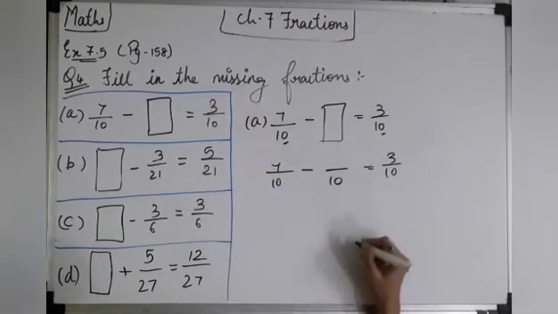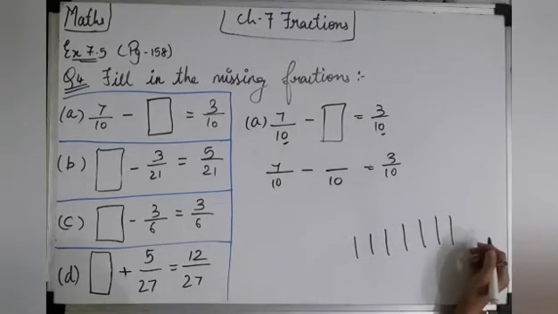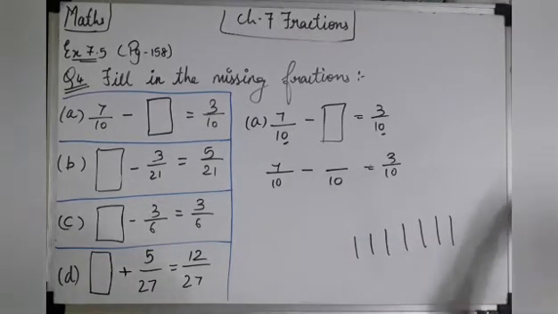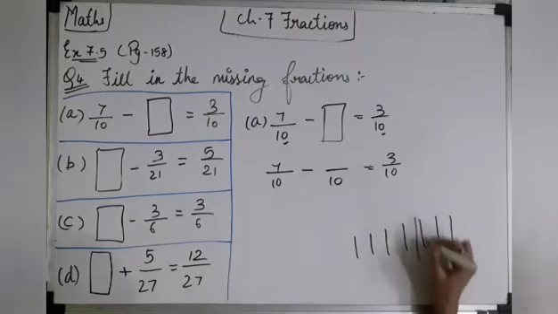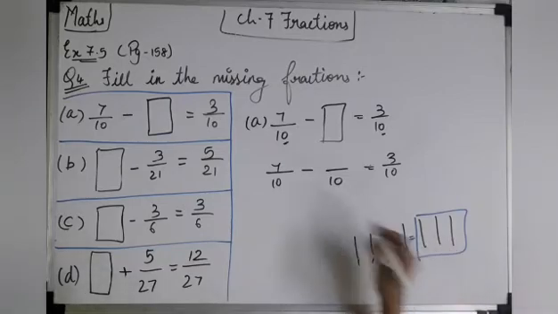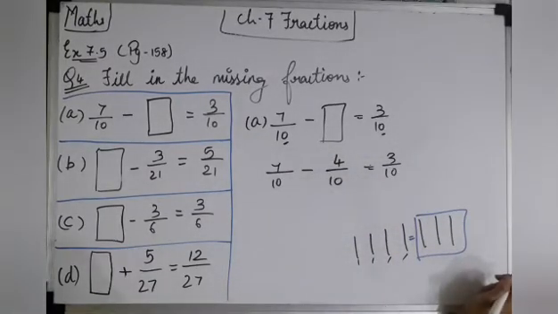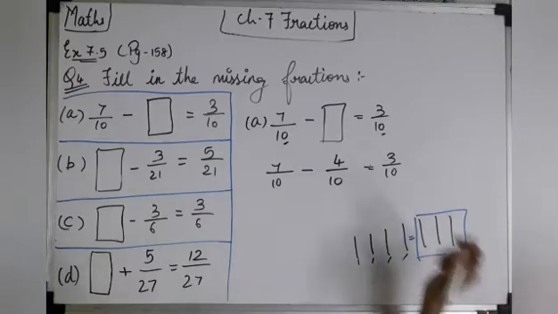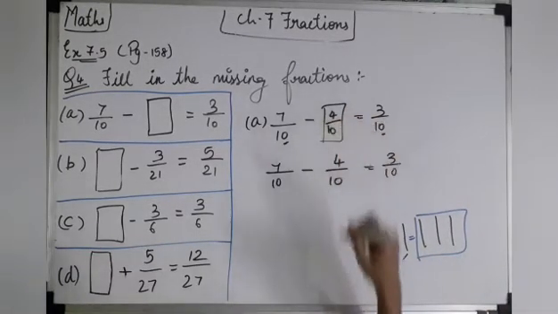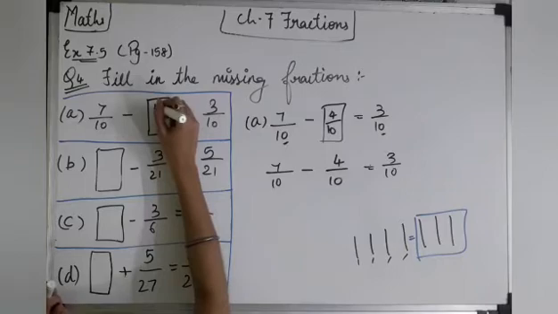Suppose I am taking 7 sticks: 1, 2, 3, 4, 5, 6, 7. I have 7 sticks, and they are telling you have to subtract something and you will get the answer 3. So how much have I subtracted? You can see 1, 2, 3, 4. From 7, if I subtract 4, I will get 3. So you got the answer 4 upon 10, and we will fill this missing fraction as 4 upon 10.